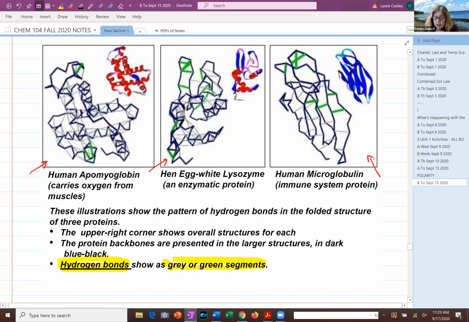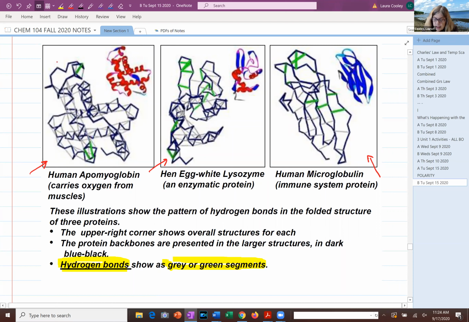And what I want to show you is the dark blue lines are the connections between the amino acids and the protein. That's the protein backbone. Now, these are very cartoonish looking pictures, especially the ones in the upper right corner of each picture, because they're basically showing whether there's an alpha helix or beta sheets or things like that, these overall structures in the protein.